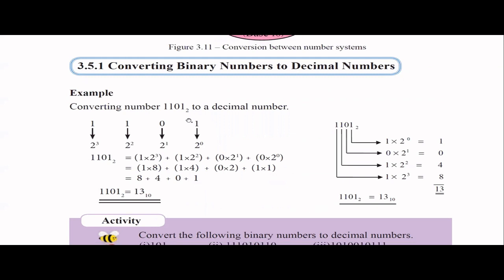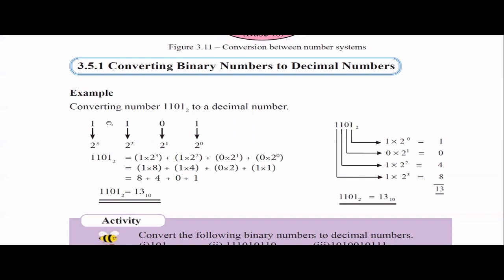In this one, we write down this number and we are going to use the weighting factors. I have discussed this in part 1 of chapter 3. Now this is a binary number and we are going to convert it to a decimal number. For that, we have to use binary weighting factors. That means 2 to the power 0, 2 to the power 1, 2 to the power 2, 2 to the power 3, 2 to the power 4. Like that, we use the weighting factors with the base 2.